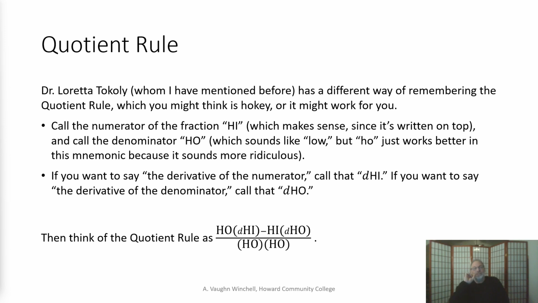All right, second bullet point. If I want to say the derivative of the numerator, instead of saying high, I'm going to say d high, derivative of the high. If I want to say the derivative of the denominator, I'm going to say d ho, the derivative of the bottom, right?